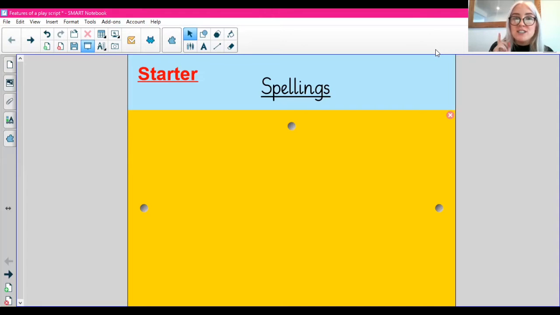So the first spelling word for today is court. Court. Miss Benja caught the red ball. Remember, if you would like more time to write the word, then pause the video so it gives you enough time to write it.